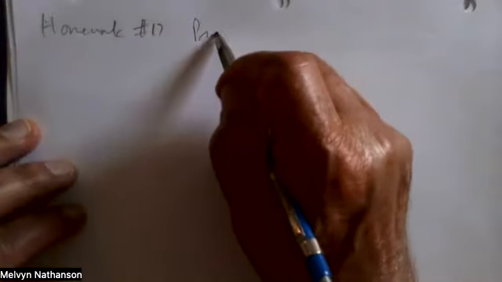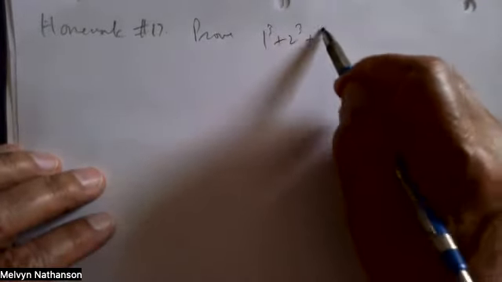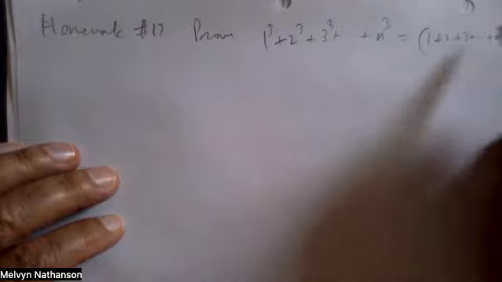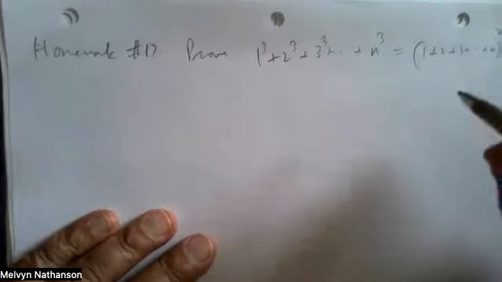Yes. So we want to prove that if we take the sum of the cubes of the first n integers, that's exactly the same as taking the sum of the first n integers and squaring it. Okay. And we want to prove it by induction.